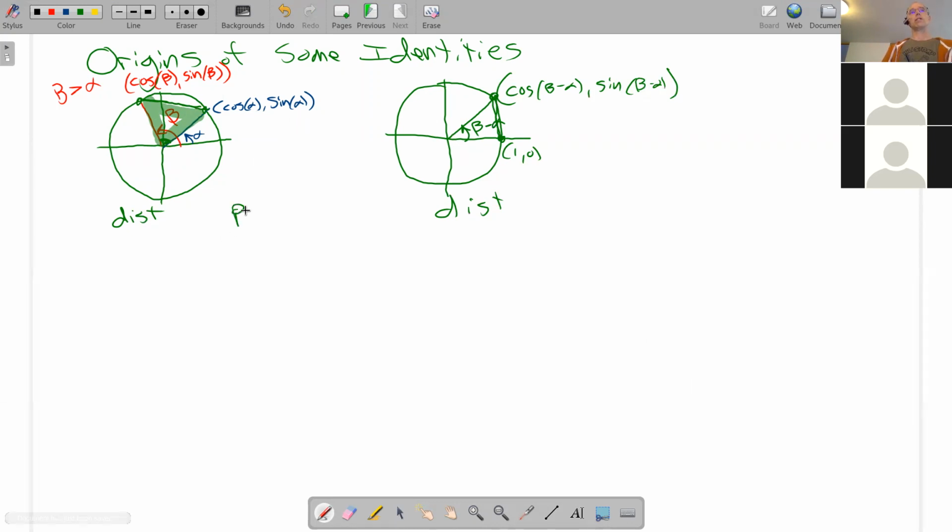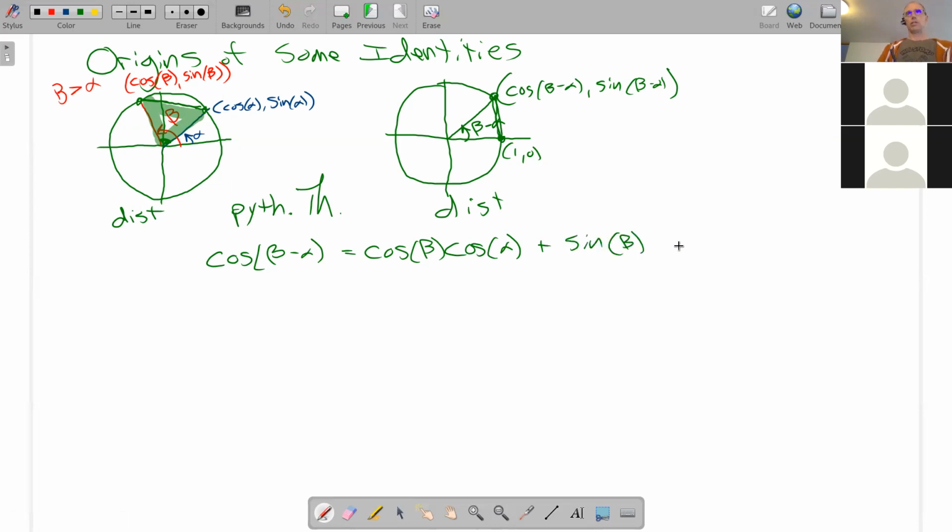So comparing these distances comes from the Pythagorean theorem. And I'm not going to go through all the details. Then it eventually cleans up to that cosine. And here I'm writing it as cosine of beta minus alpha equal to cosine beta cosine alpha plus sine beta sine alpha. All right, so similar to the formula I gave before, I just have alpha and beta backwards in their subtraction.